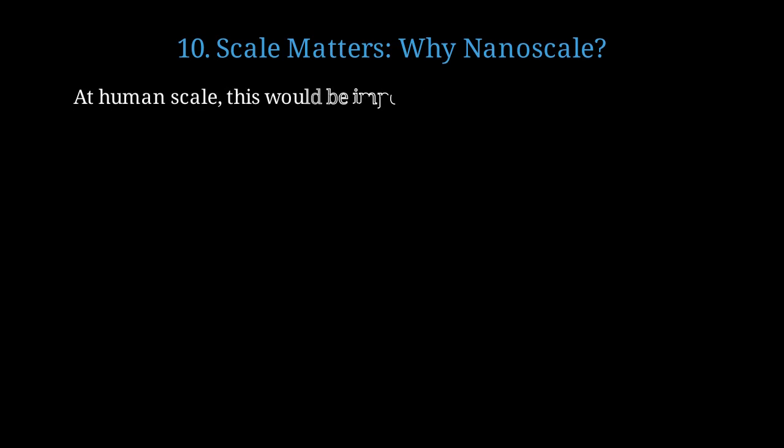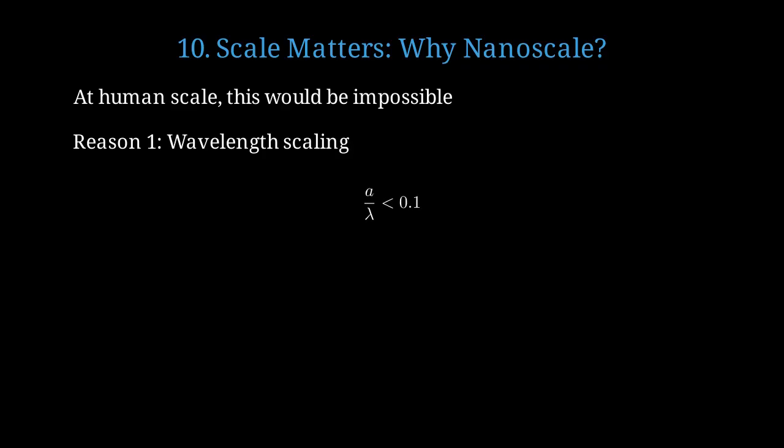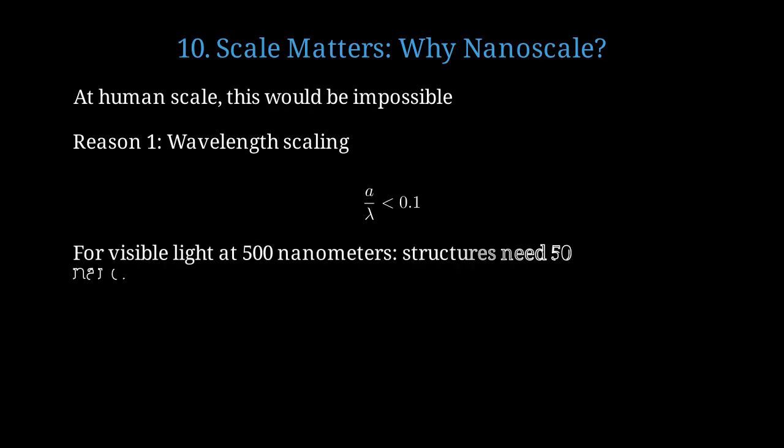At human scale, with radio waves or larger, achieving the necessary resonances and loss characteristics is essentially impossible. First reason: the structure size must be much smaller than wavelength to act as effective medium. We need the ratio of structure size to wavelength less than about 0.1 for good effective medium behavior. For visible light at 500 nanometers wavelength, structures must be 50 nanometers or smaller.